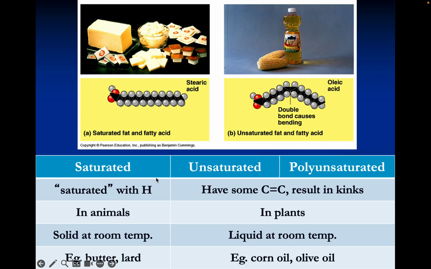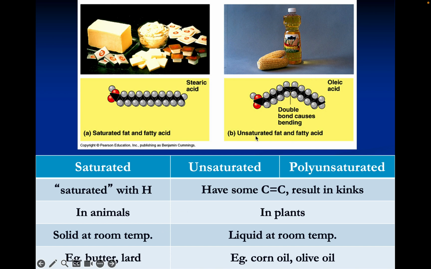Okay, now I mentioned there's different types of fat, right? We have saturated fats, which are saturated with hydrogen. These are most commonly found in animal fats, things like lard and butter. And they have straight chains because each carbon has the maximum number of hydrogen bonds. So straight chains, saturated fats. And at room temperature, these fats are usually solid.